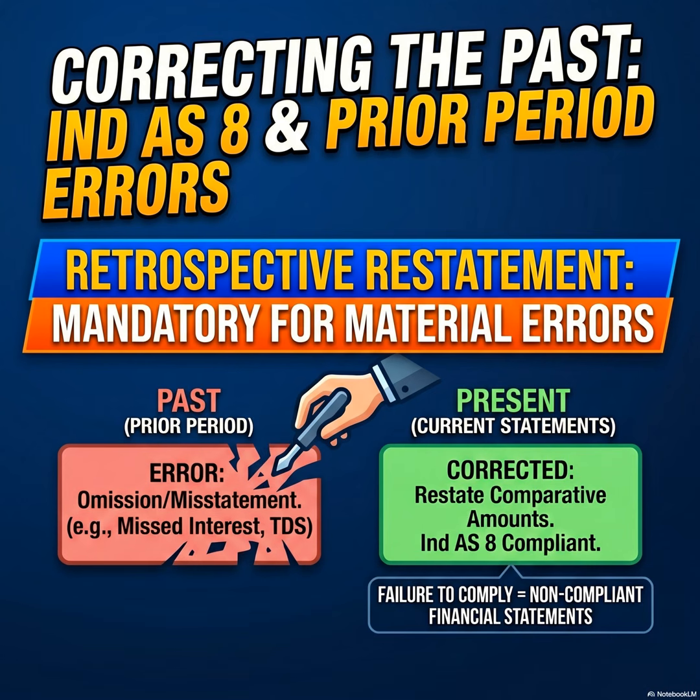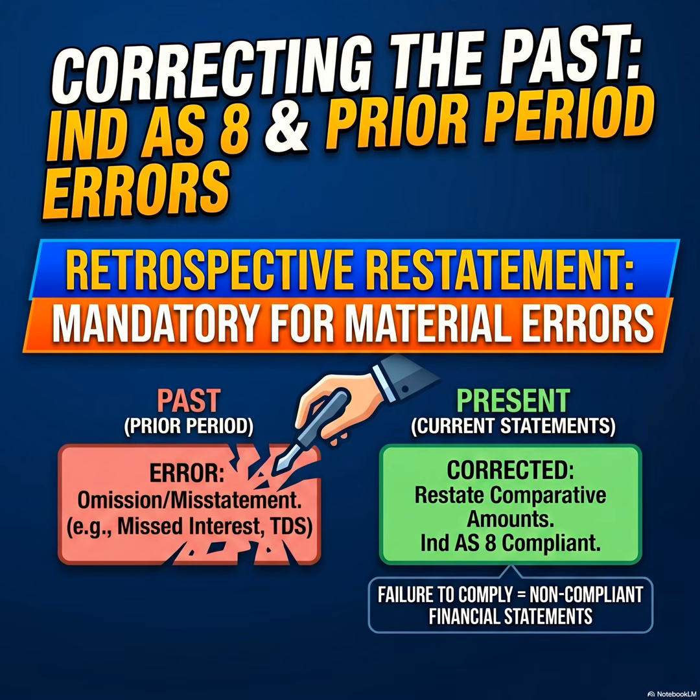The friction only really occurs when the error is discovered in a subsequent period. Which is our case study. The 2022-23 books are signed, audited, and published. They are out in the world. And now we are halfway through the 2023-24 financial year, and suddenly the TDS mismatch surfaces on the government portal. Panic ensues. Right. And this is where paragraph 42 of Ind AS 8 introduces the concept of retrospective restatement.